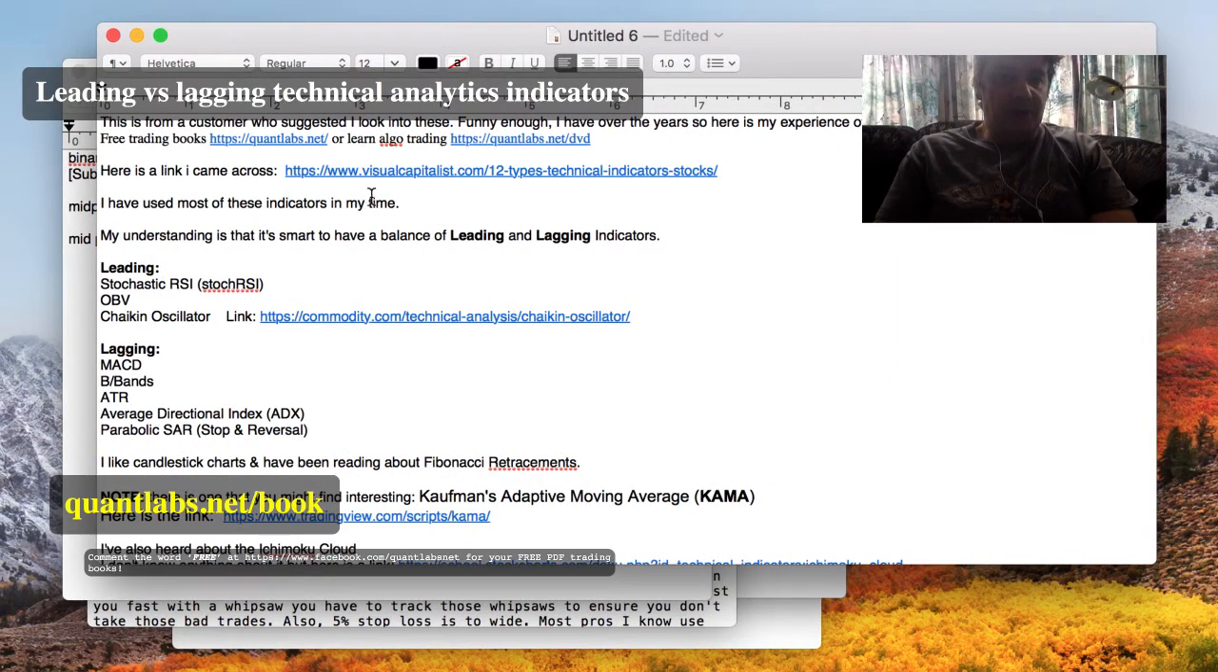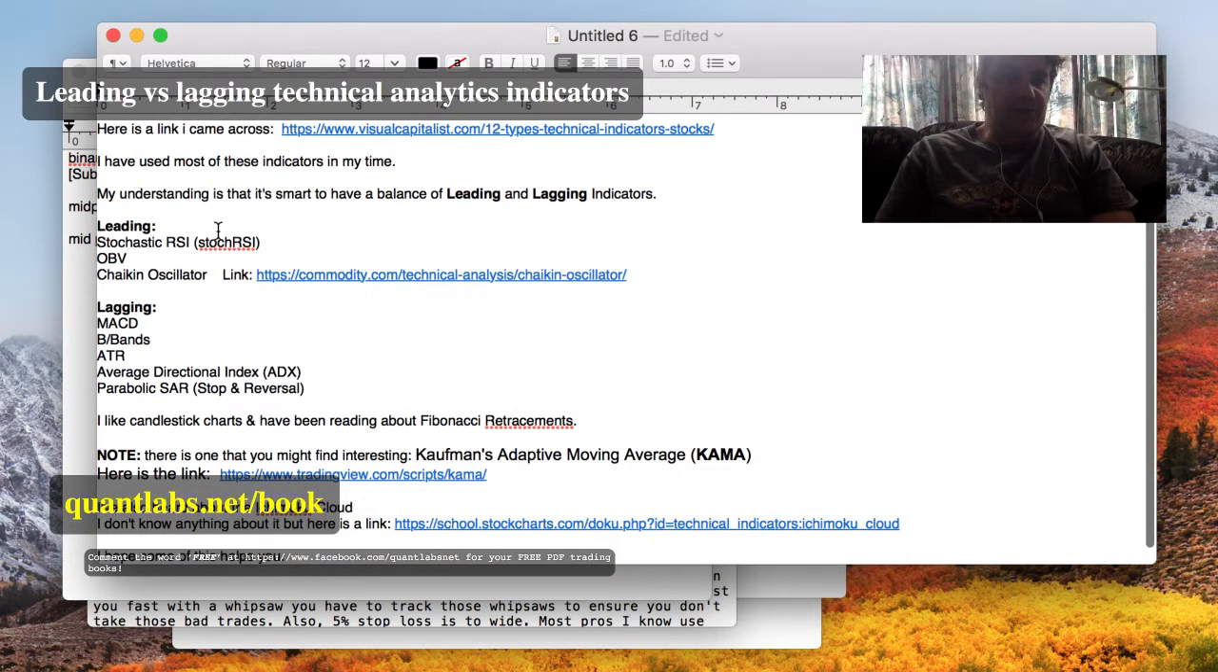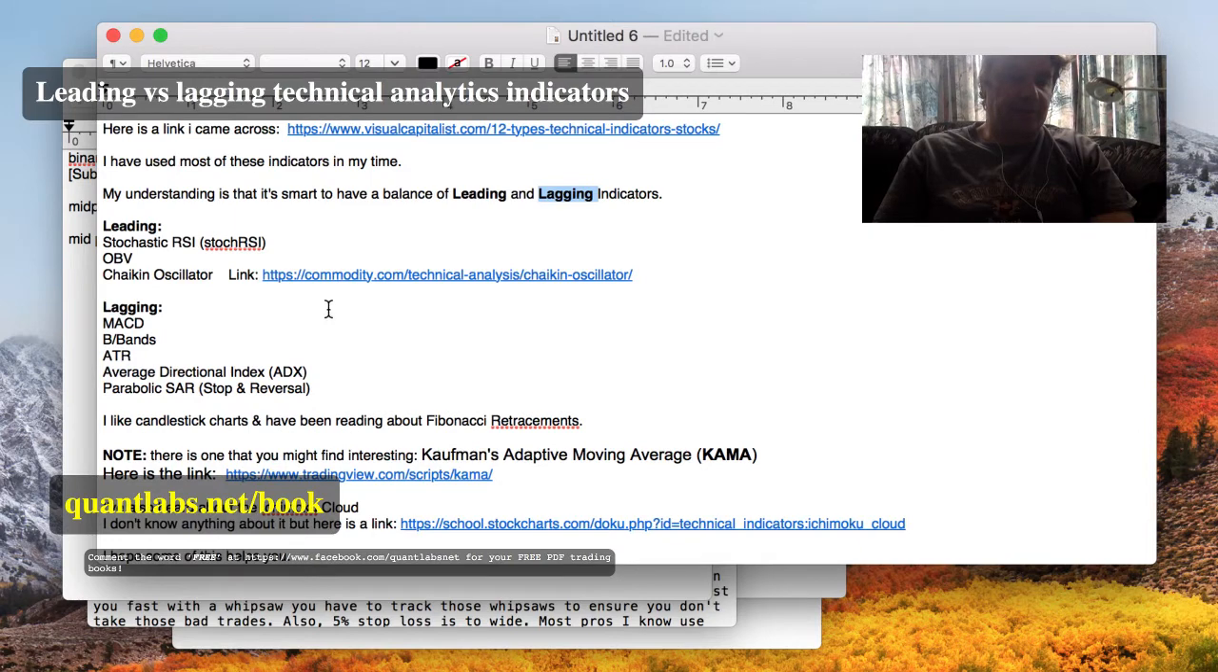Here's a link I came across from Visual Capitalist, 12 types of technical indicators for stocks. I've used these indicators in my time, and my understanding is they give a balance of leading and lagging indicators. If you're going to use lagging ones, sometimes you might want to use those for confirmation.